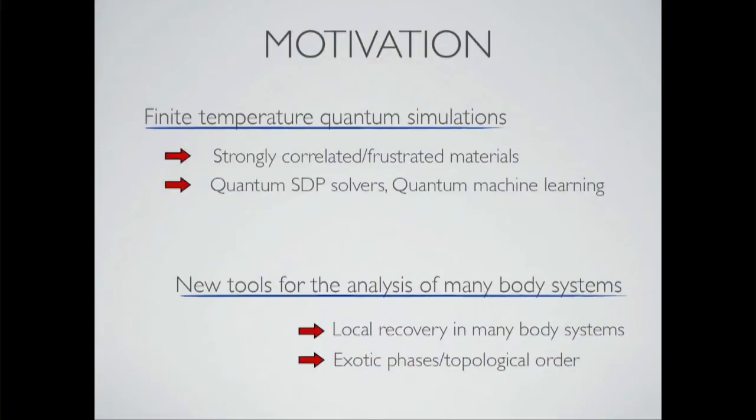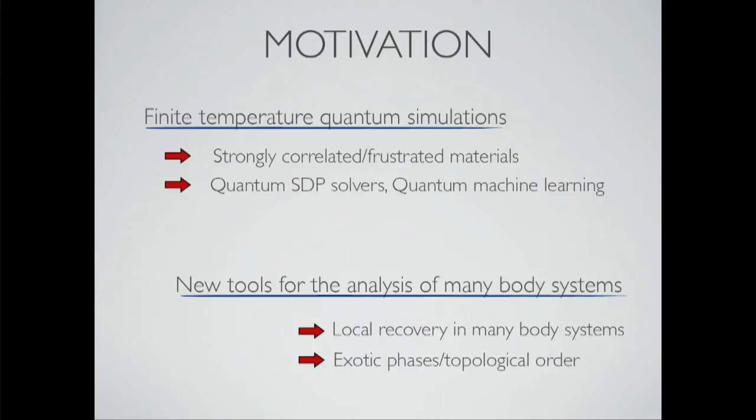So the motivation for this should be quite clear. We've seen in a number of talks already that it would be very beneficial to have efficient Gibbs samplers to be able to simulate, for instance, strongly correlated or frustrated materials on a quantum computer once we actually have a quantum computer. But more and more there seem to be further applications of Gibbs samplers to problems, say, of SDP solvers, as Fernando showed, and to the problems of quantum machine learning. At least people claim this.